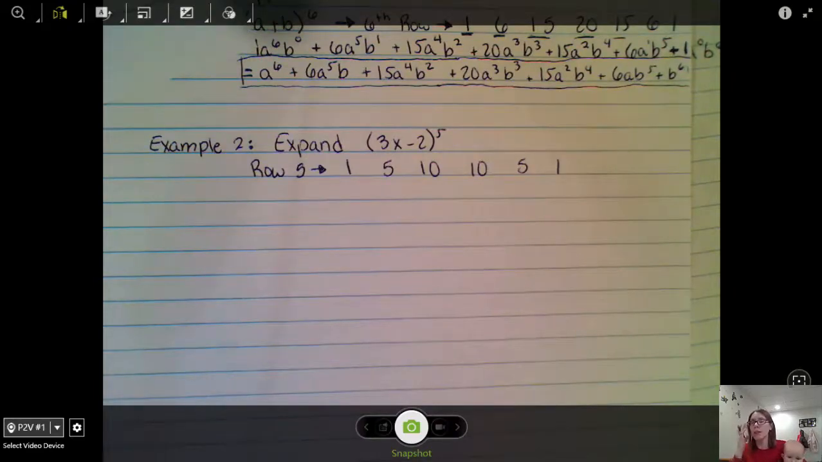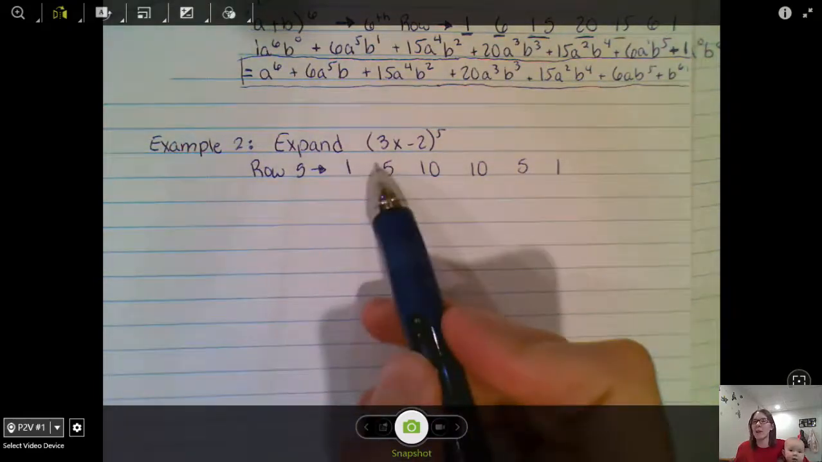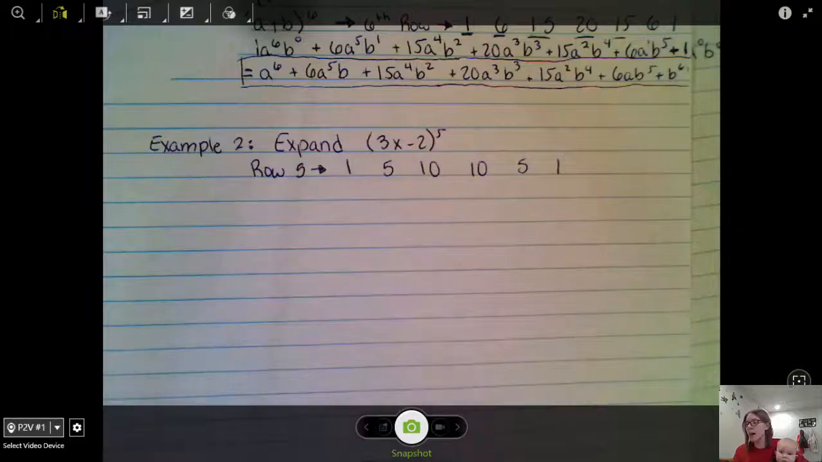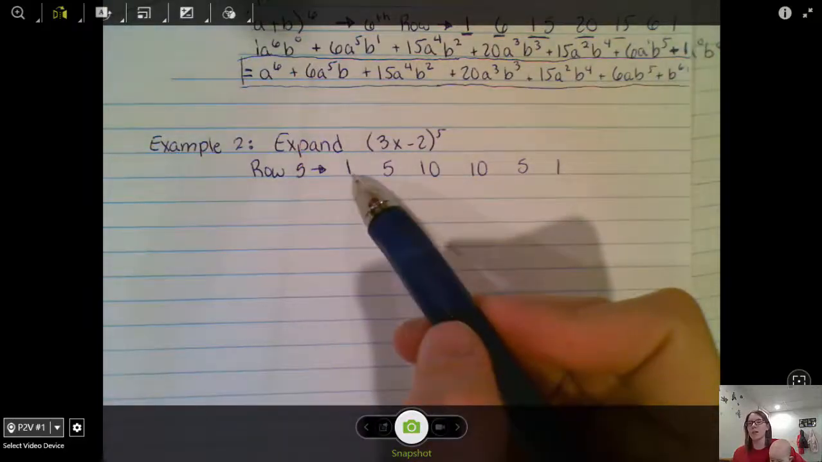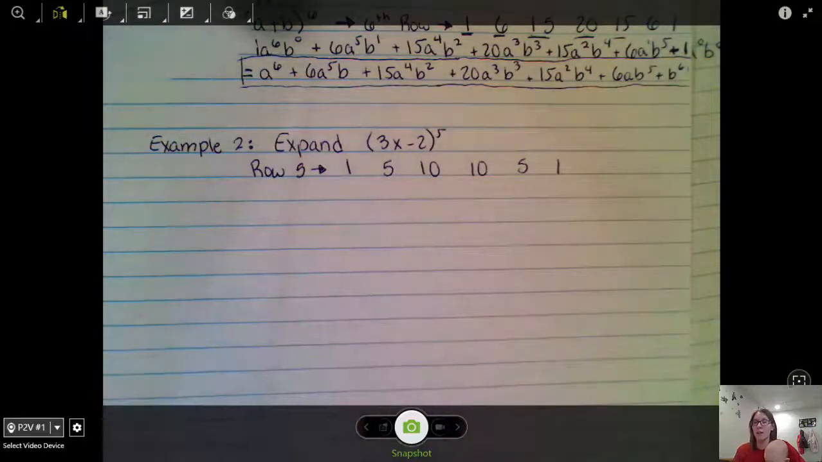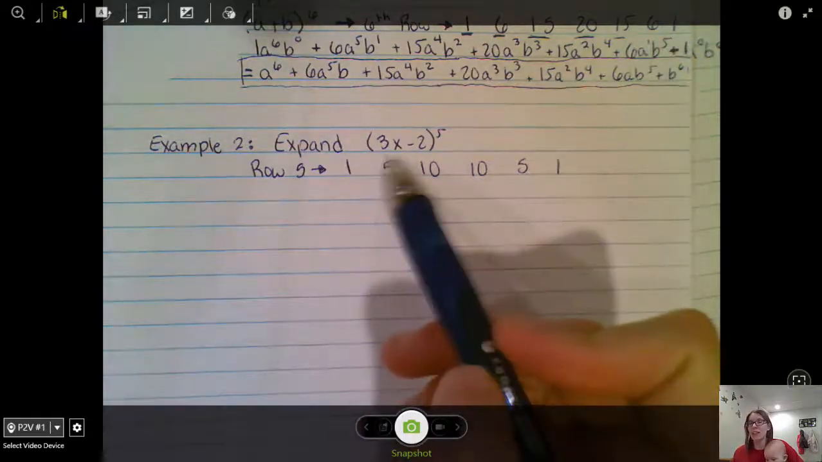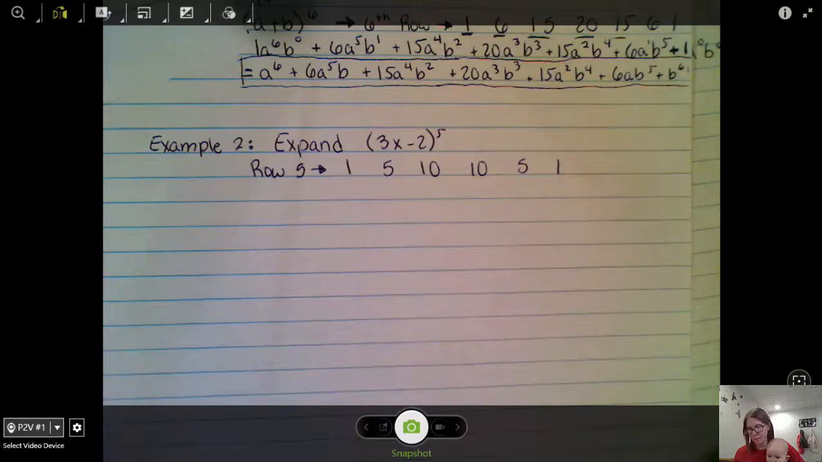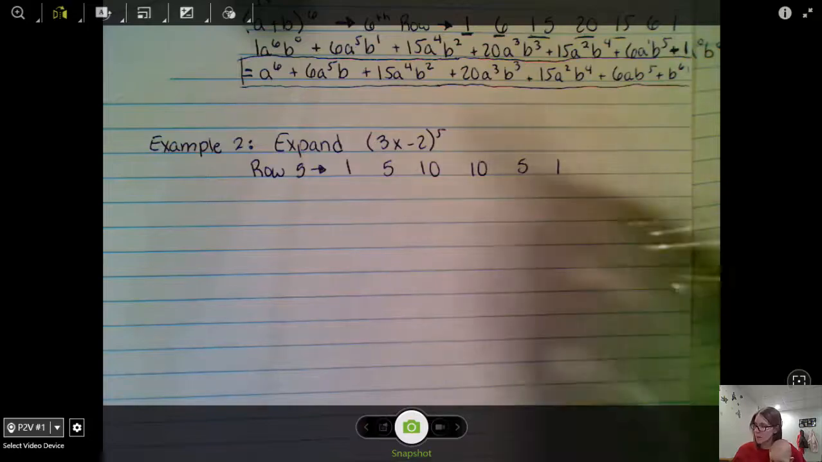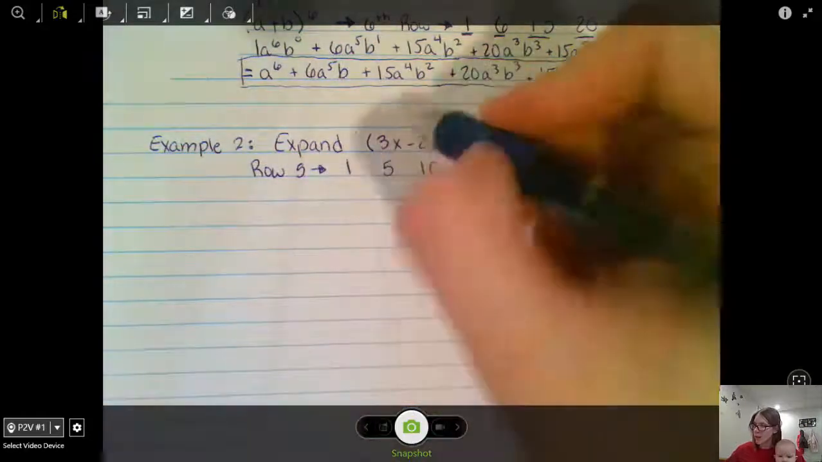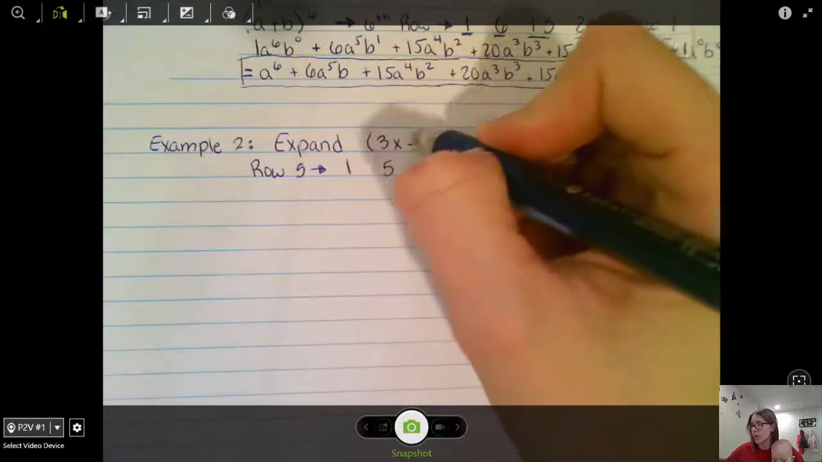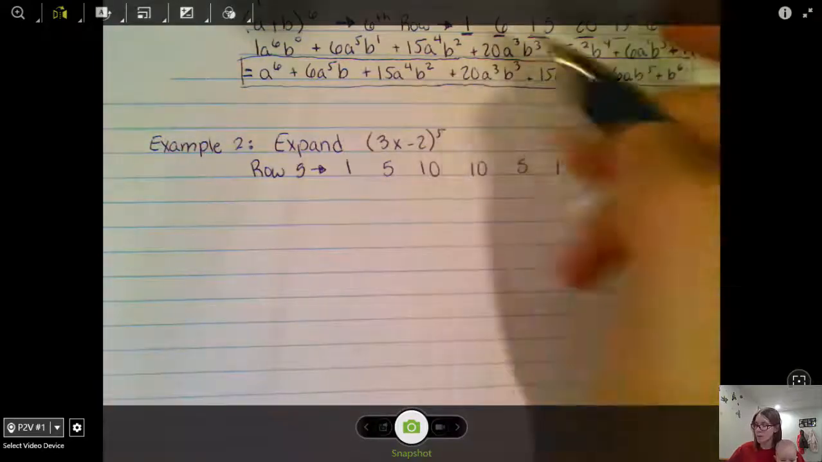Now, this one's a lot trickier because we have these numbers to deal with too. It's not just the numbers from Pascal's triangle we have to work with. We also have the 3 and the -2 we have to deal with. Okay, let's get started. Think of this as the -2.